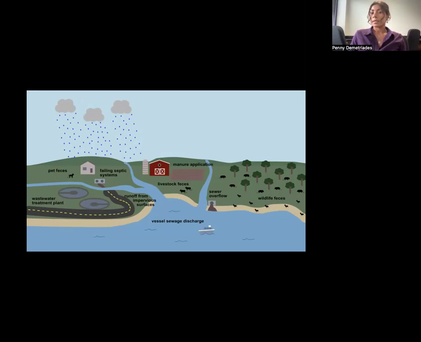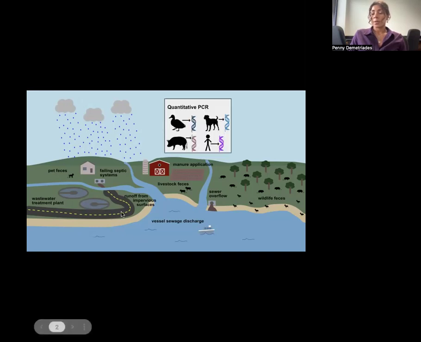Our project uses DNA-based methods, also known as molecular methods, to help determine the major fecal contributors to the Mobile Bay watershed. The first method we are using is called quantitative polymerase chain reaction, or qPCR. This method targets unique DNA sequences from particular organisms and has the ability to quantify the amount of DNA that is present in the sample.